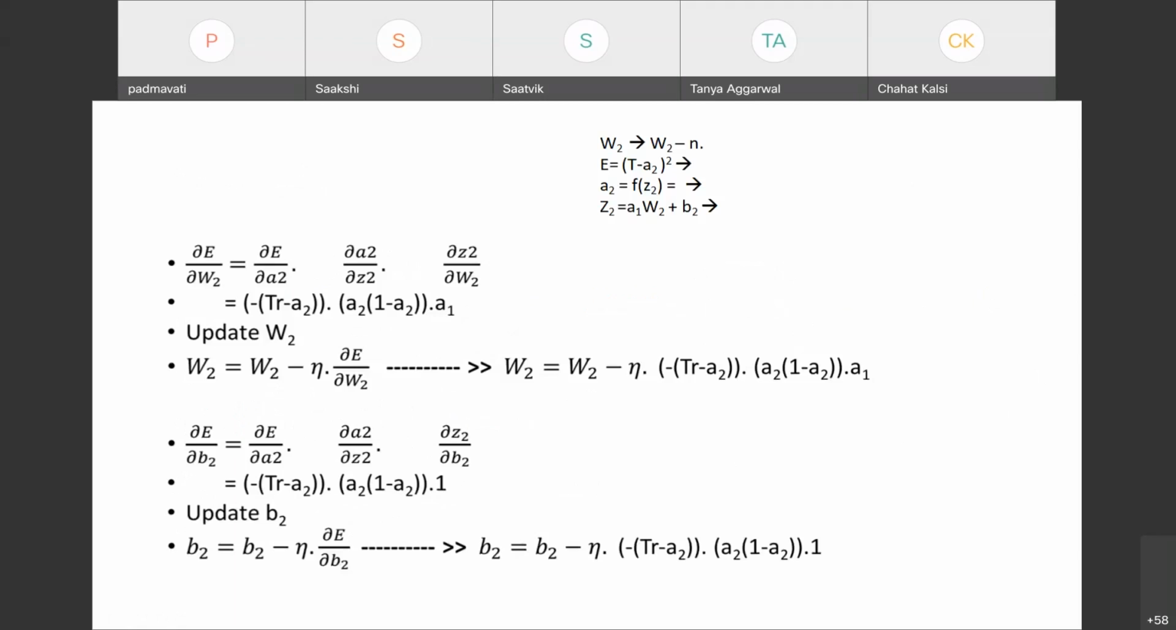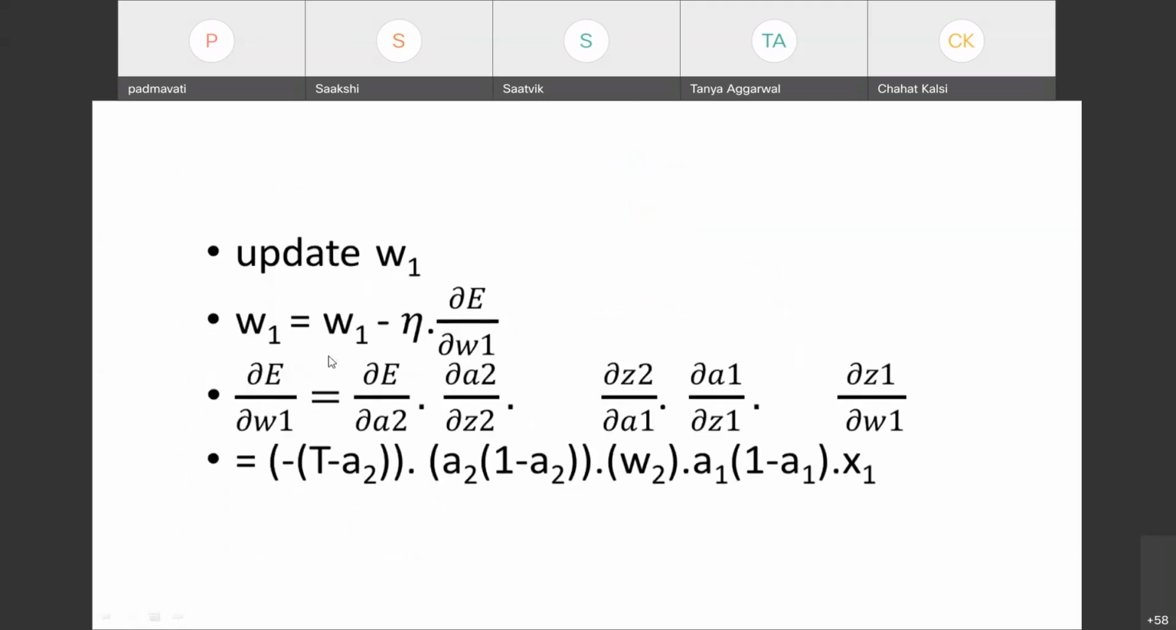Now, it can be again computed. W1 equals, this is just the simple update rule that we follow. What I need to compute is the derivative of E with respect to W1. Again I apply the chain rule till I reach W1: derivative of E with respect to A2, A2 with respect to Z2, Z2 with respect to A1, A1 with respect to Z1, and Z1 with respect to W1, right?